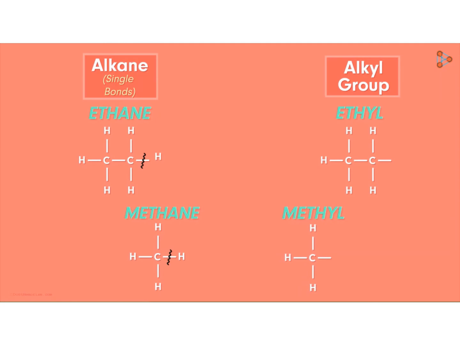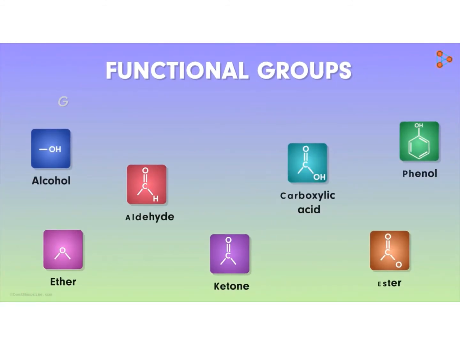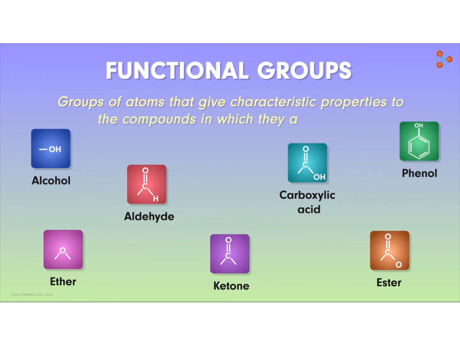Alkyl groups are usually represented with the uppercase letter R. This was a general overview of what alkyl groups are. But the main topic of this video was functional groups. They're a group of atoms that give characteristic properties to the compounds in which they are present. The entire compound takes its property.